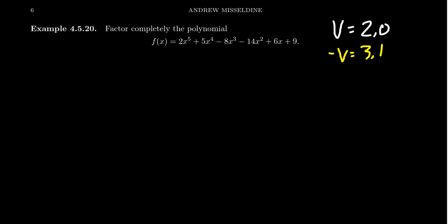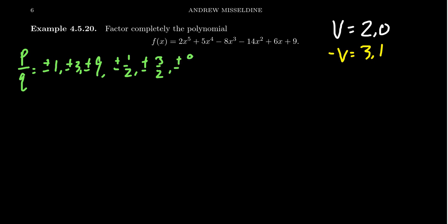So if we look at using the rational roots theorem, we have to look at the factors of 9 and divide them by the factors of 2. And so the possible rational roots we see here: we're going to get plus or minus 1, plus or minus 3, plus or minus 9, the factors of 9. We have to divide those by 1, which we already did. We have to divide those also by 2. So we get plus or minus 1 half, plus or minus 3 halves, and plus or minus 9 halves.